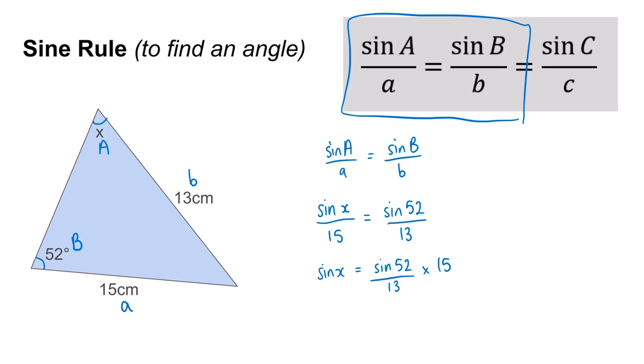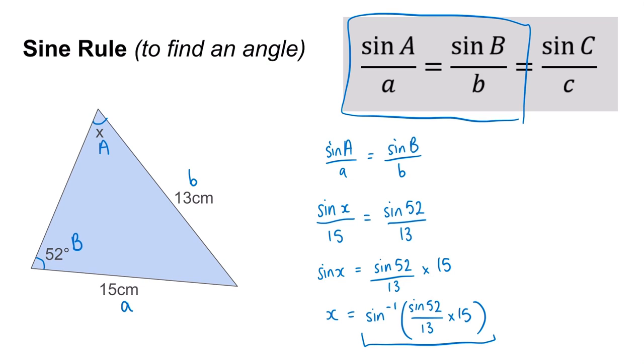And then still, I want to get x on its own, but it's got the sine attached to it. So to get rid of that, I need to do the inverse of sine. To get x on its own, I have to do the inverse of sine. So it looks like this, sine with a little -1, and then I'm going to put all of this stuff in the brackets. So sine 52 over 13 and the times 15. That's going to go in the brackets there.